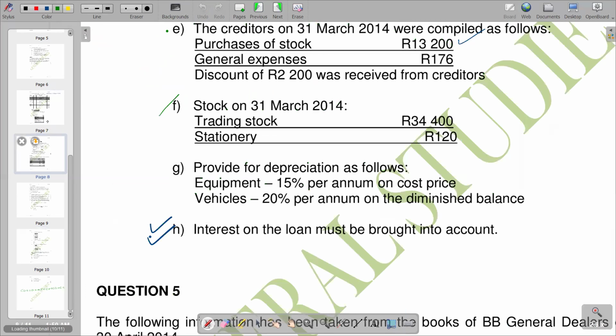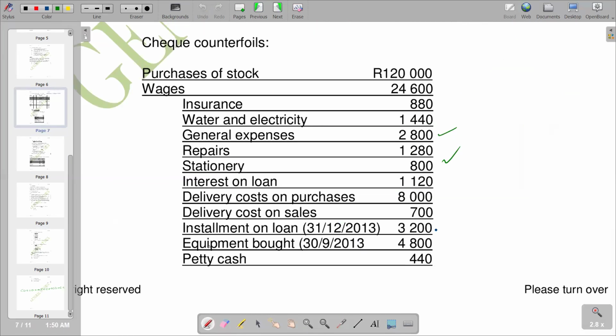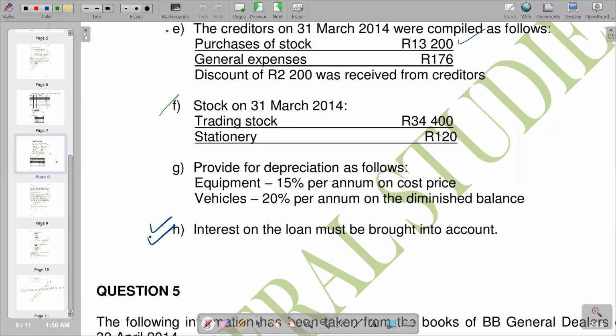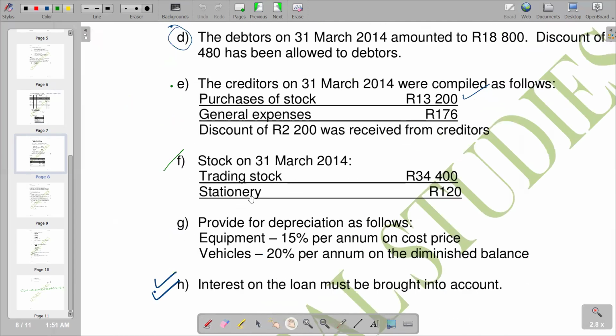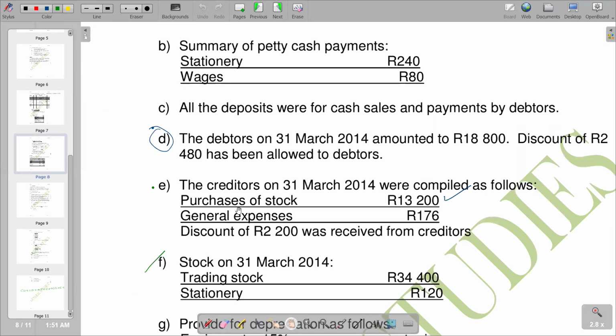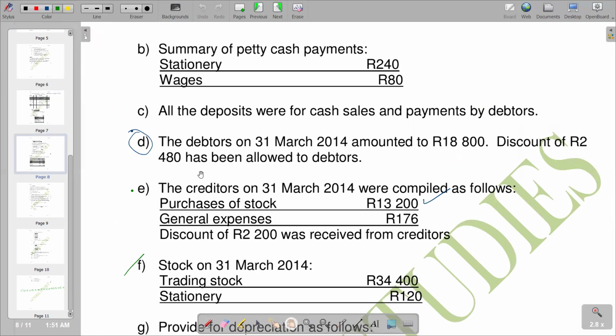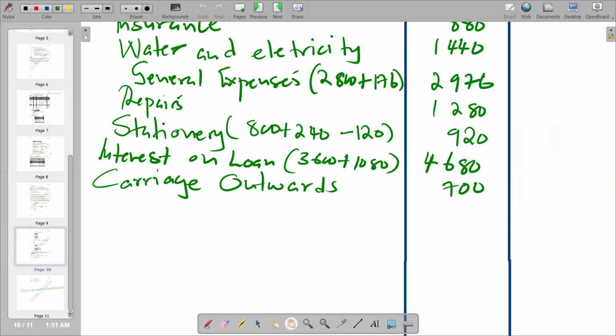Then we move on to the next one, which is the given installment for equipment, not part of that, paid in cash. Remember, if you go to the extra information, we've got other expenses that won't be mentioned in the bank statement. We have the issue of depreciation. Before we include depreciation, we also have a discount. Discount allowed is also an expense. A discount of 2,480 has been allowed to debtors. So we have discount allowed 2,480, and we include discount allowed.